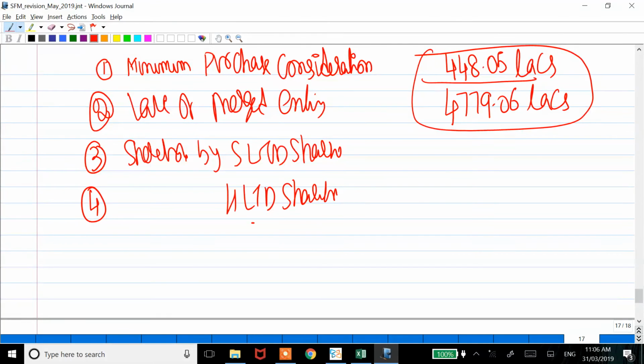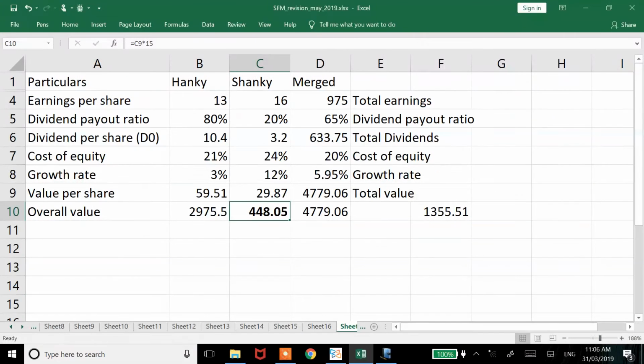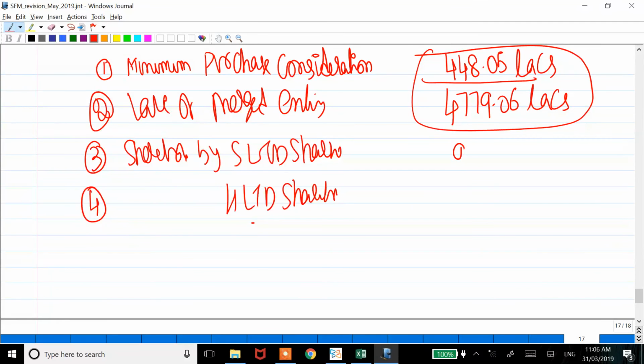I should hold 448 by 4779. At least give me that holding. Balance the other entity can hold. Can you tell me 448 divided by 4779 is how much? 9.37%. And they can hold 90.63% of the company. I don't have a problem with that. I want to hold at least 9.37% of the company.